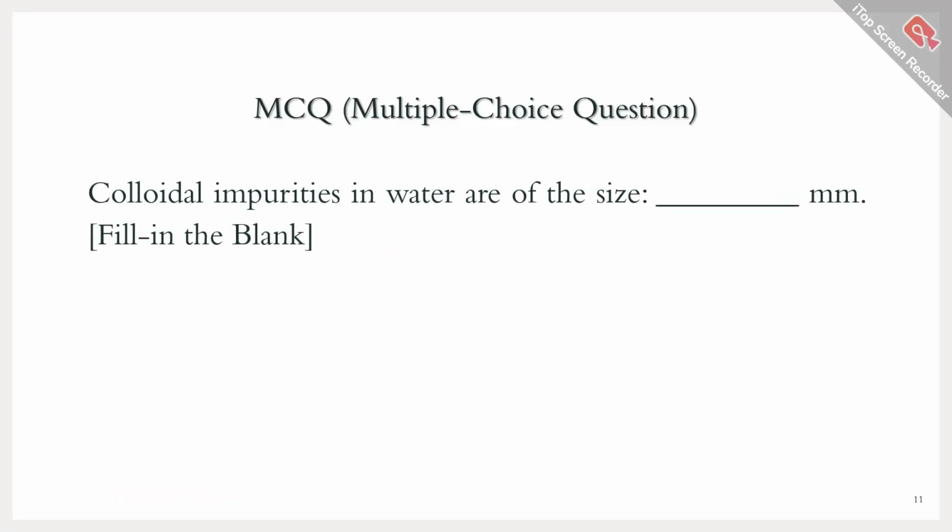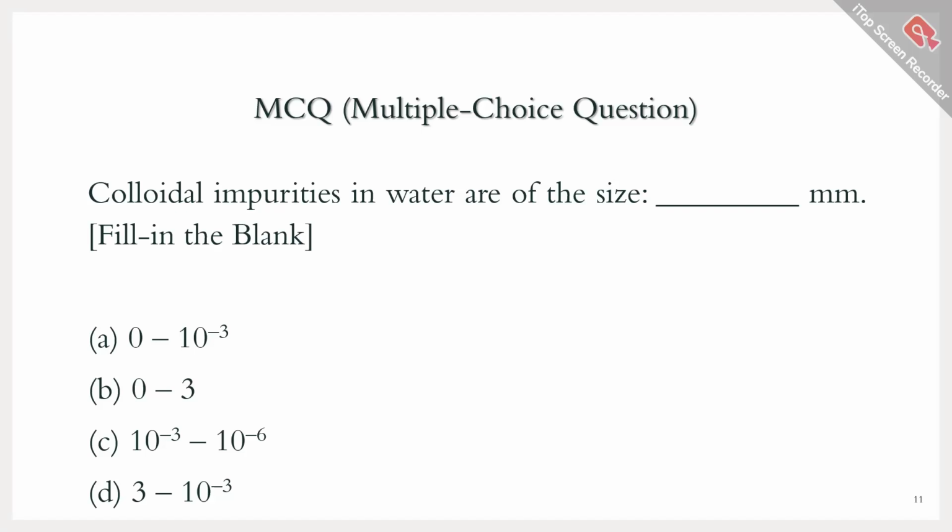So I'll proceed with the next MCQ. Colloidal impurities in water are of the size of dash millimeter. You have to fill in the blank. Option A is 0 to 10 to the power minus 3 millimeter. Option B is 0 to 3 millimeter. Option C is 10 to the power minus 3 to 10 to the power minus 6 millimeter. And option D is 3 to 10 to the power minus 3 millimeter.